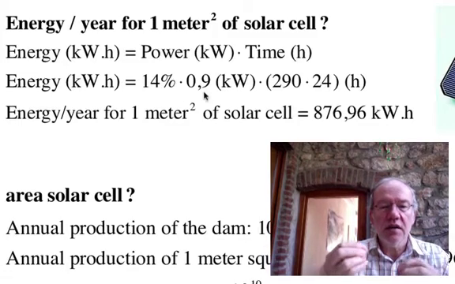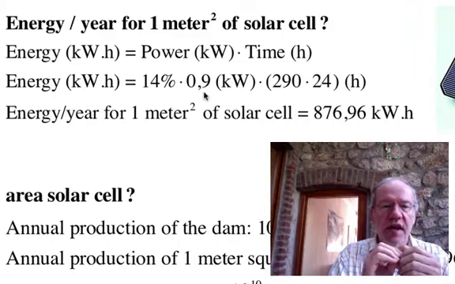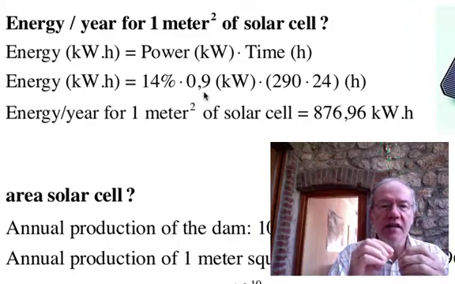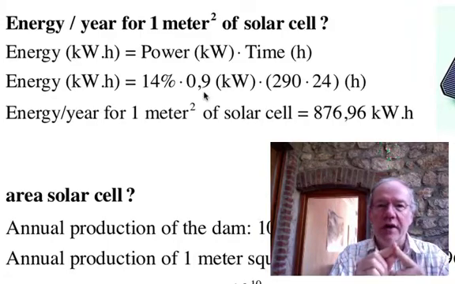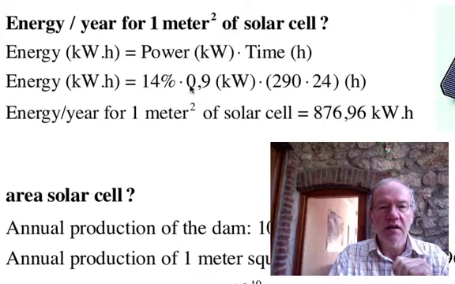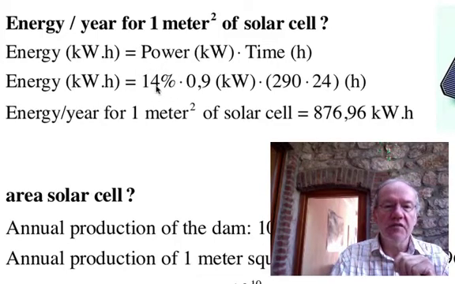How much light do we receive? Which is the power of light? The power of light is 900 watts. We need to transform 900 watts into kilowatts. The answer is 0.9. The efficiency to transform the light into electricity is 15%.